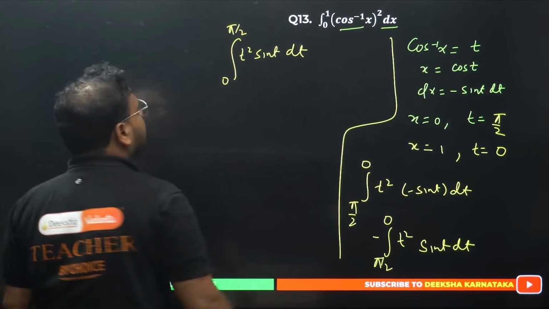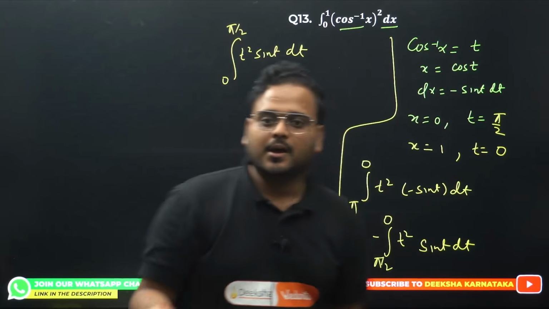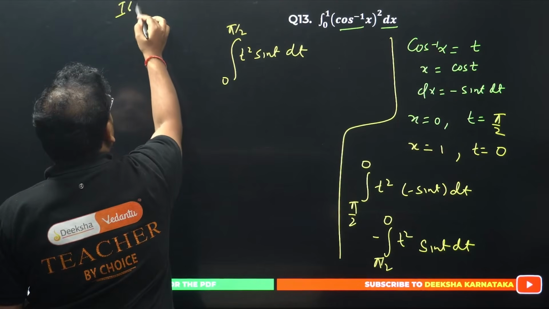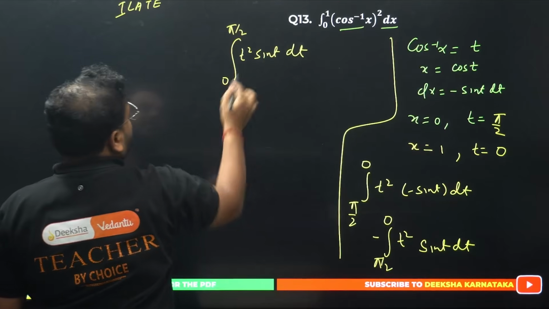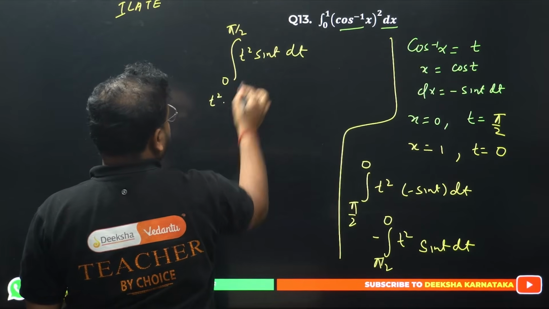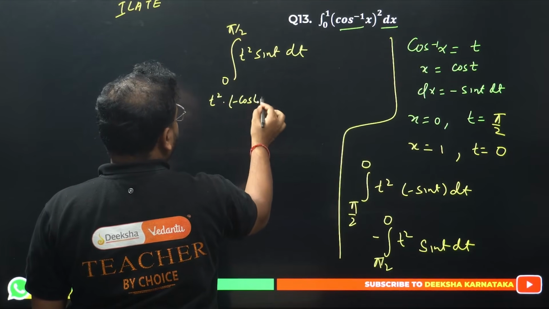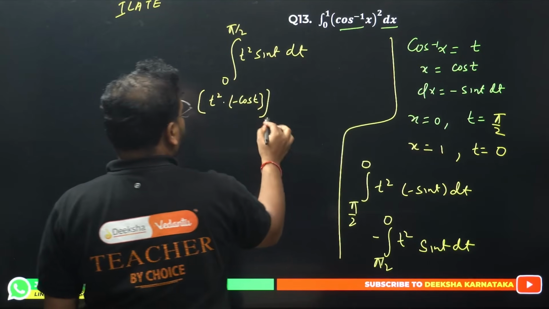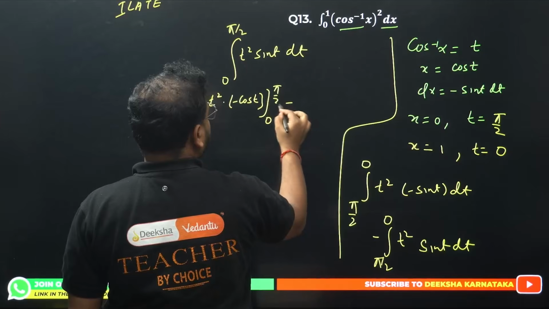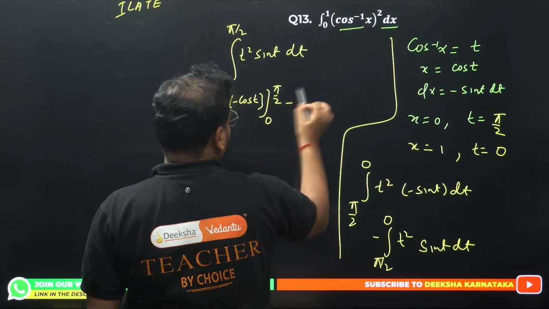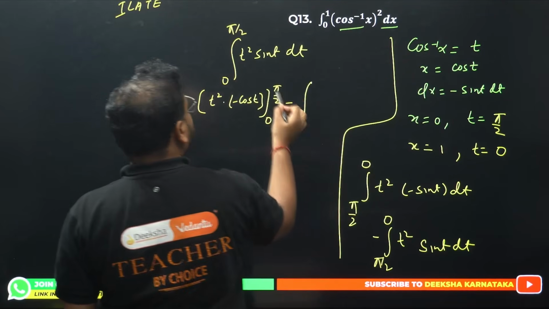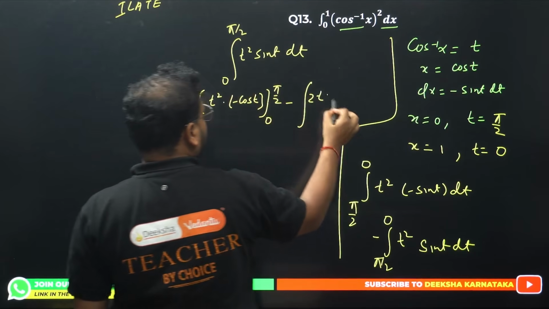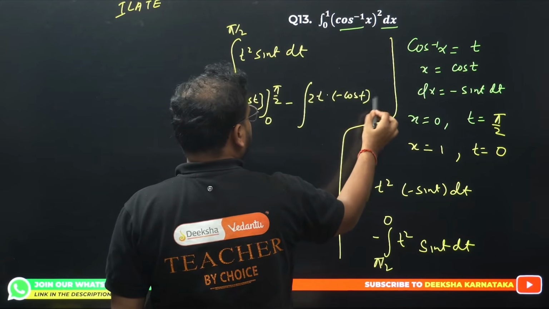What is the step over here? Of course, by parts, right? Algebra has a preference, so we're gonna keep this as it is. Integrate sin and it will become minus cos t, from 0 to pi by 2. Minus sign will come. This time what you're gonna do? Integrate with the differentiation of t square. You'll have 2t. Integrate sin again. You'll have minus cos t dt.